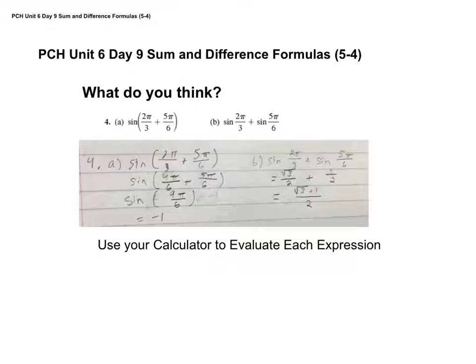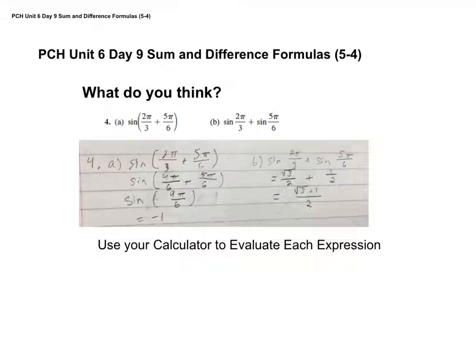Okay, so thanks to Logan, we've got some work here. Notice here, if I were to do part A, you add the 2π/3 and 5π/6, you get 9π/6, which is 3π/2. And you guys know that the sine of 3π/2 is negative 1.